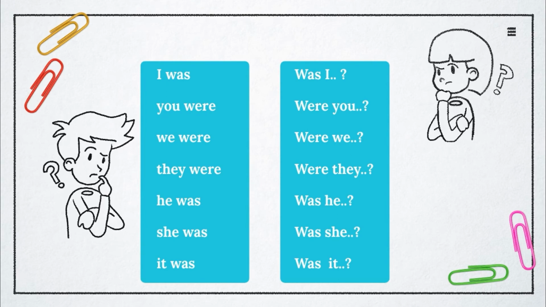And if you want to make a question, then you can put the was or the were at the very beginning of the sentence. Like, was I? Were you? Were we? Were they? Was he? Was she? Was it?